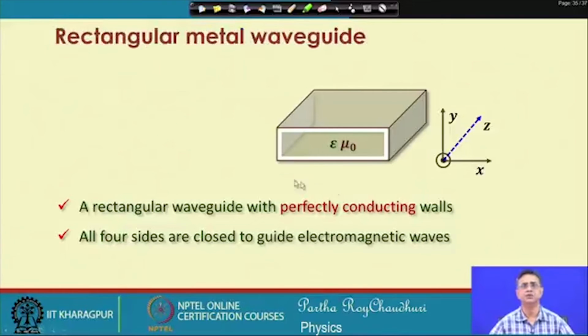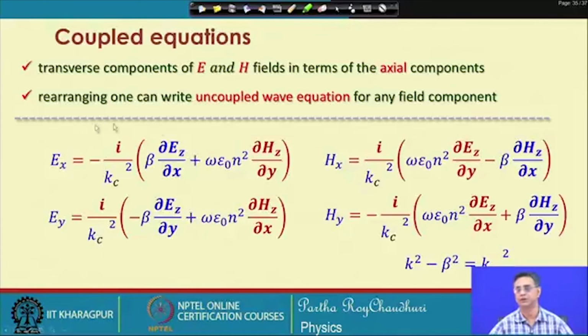Okay. So, now as a last example in the case of metallic waveguide, in this discussion we consider a hollow metallic rectangular waveguide, and this waveguide is having perfectly conducting walls, metallic sheet or metallic wall. All four sides are now closed to guide the electromagnetic waves, and let us consider this configuration that this is the propagation direction, this is x and this is y. So, z, so x, y, z. So, this is how we will put the coordinate axis.